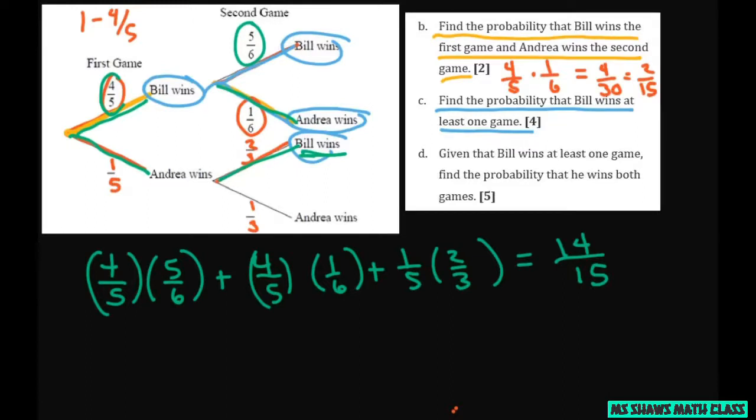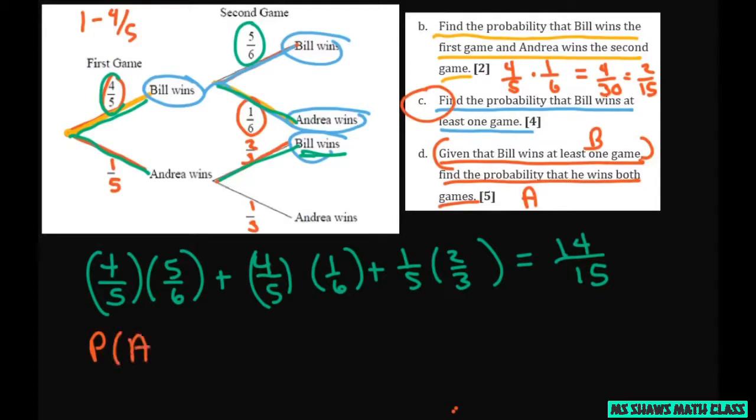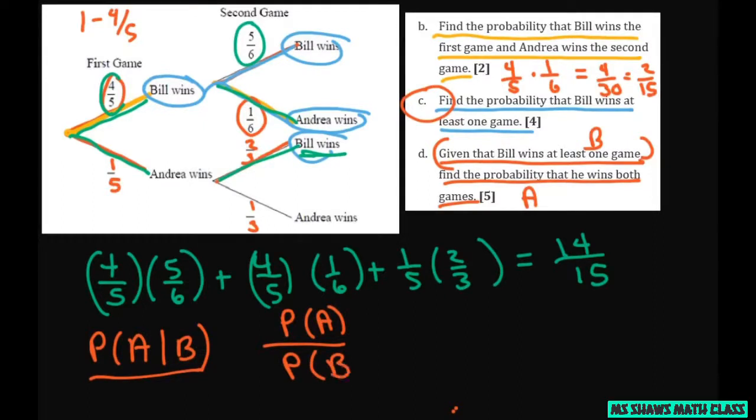All right, and the last question states, given that Bill wins at least 1 game, so that's your C answer. So we'll call this B. Given B, find the probability that he wins both games. So we'll call this part A. The probability of A given B is the probability of A divided by the probability of B.